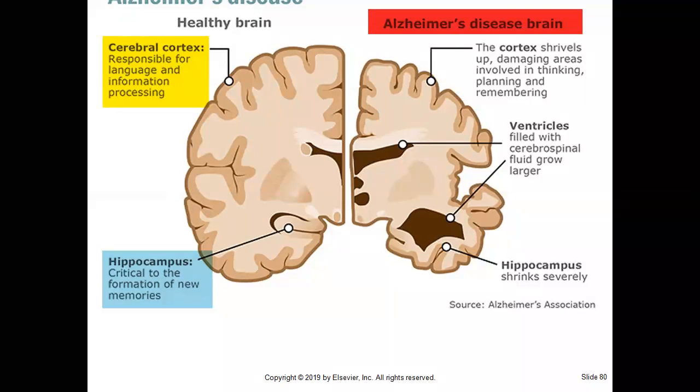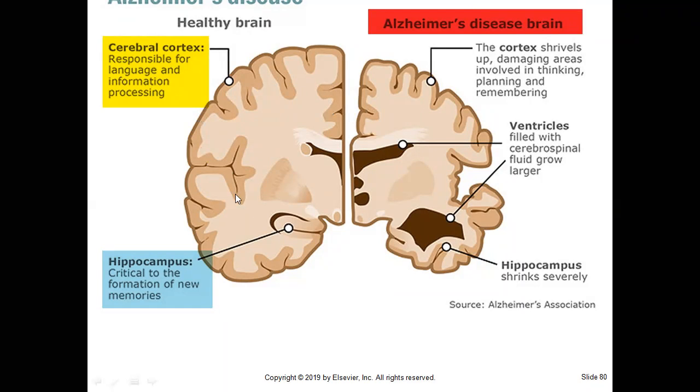As I told you, Alzheimer disease is a non-reversible neurocognitive disorder, like dementia, resulting in memory loss, problems with judgment, and changes in personality.